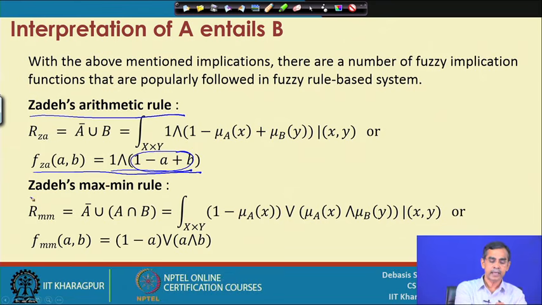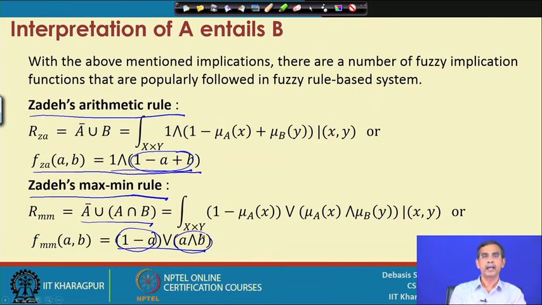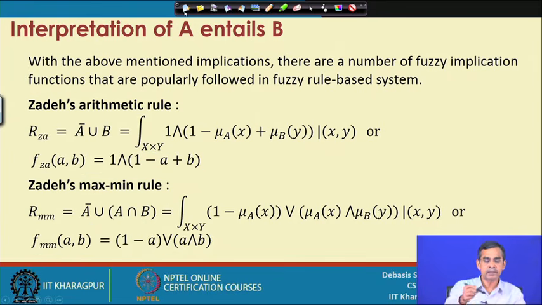This rule is again proposed by Zadeh and it is called the Zadeh max-min rule, and its notation is like this. It is expressed in this form: the max of 1 minus a, and then a and b. So, max of 1 minus a and b. This is basically the method or calculation to find an entry for two different values. So, these are the two rules in the technique called A-entails-B.